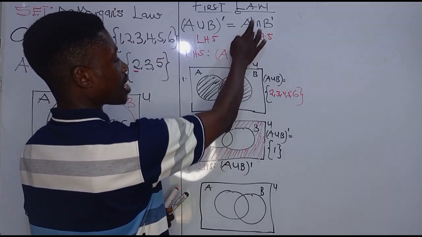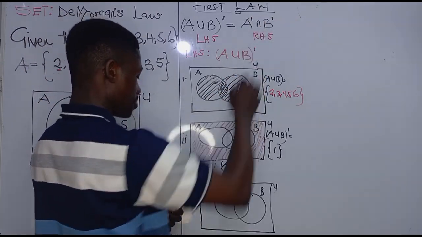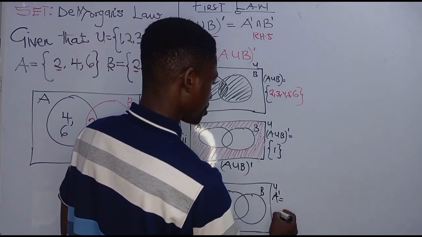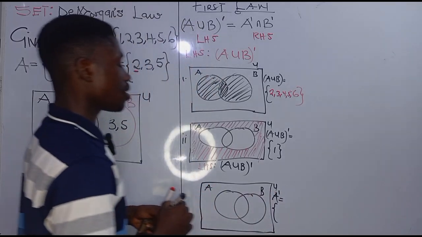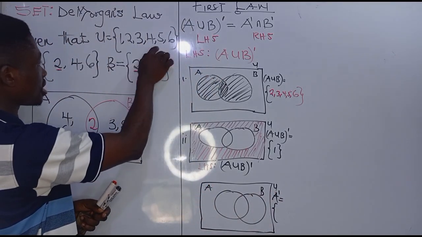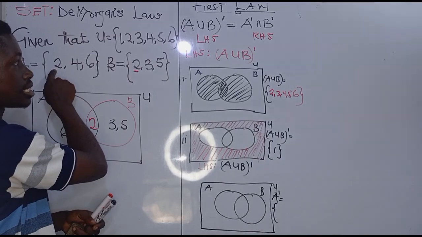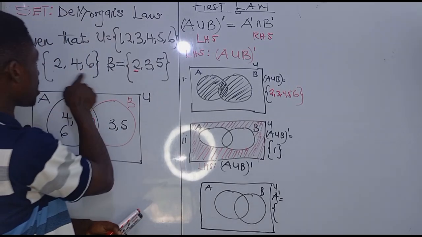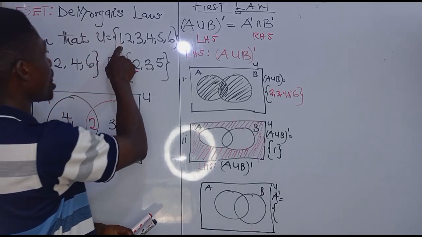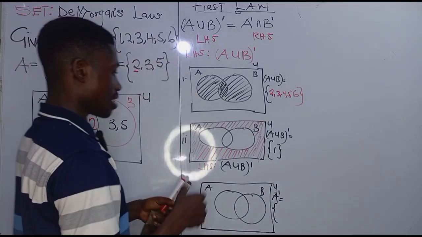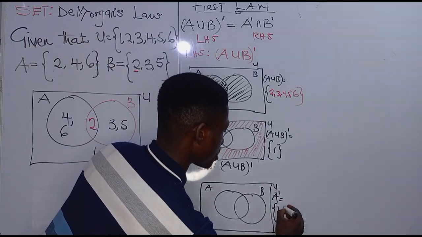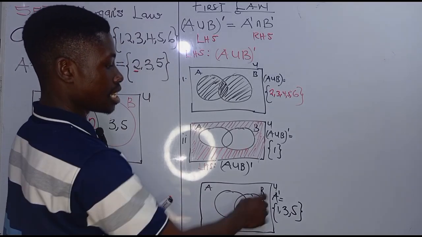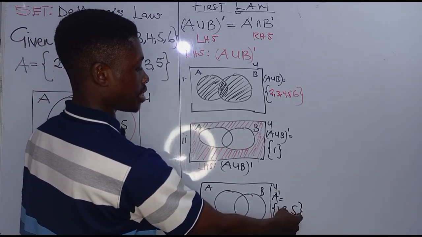Now, before we can find A complement intersecting B complement, we first have to find what? A complement. Meaning that we have to find all those elements in the universal set that are not in set A. So we have 2, 4, 6. So those elements that are not in set A, we have what? 1, 3, and then 5. So it means that the elements in A complement are 1, 3, and 5.